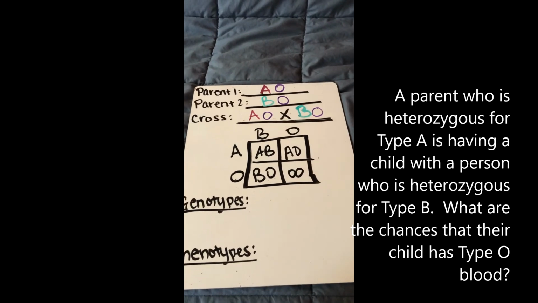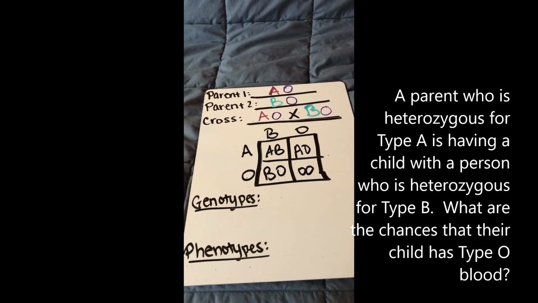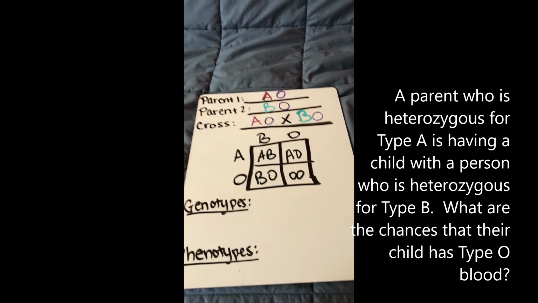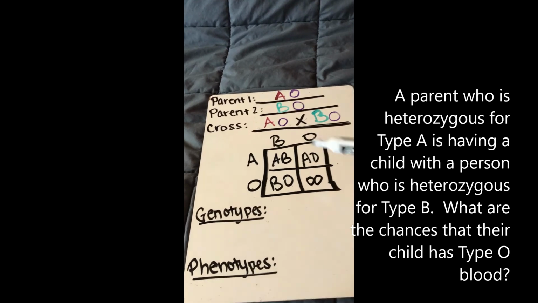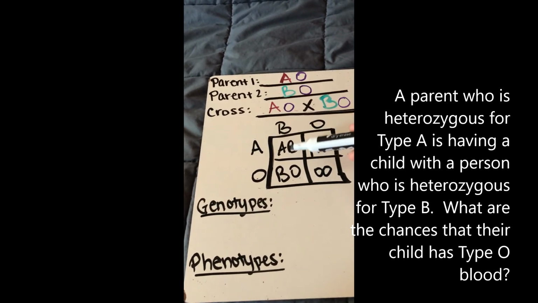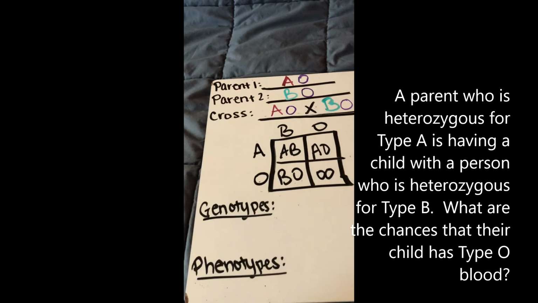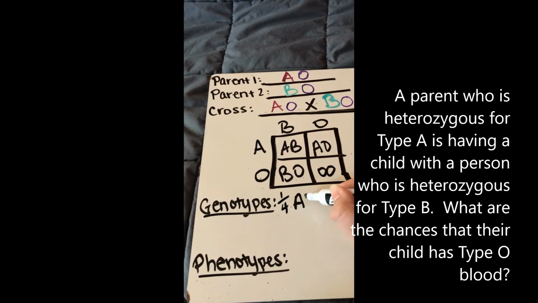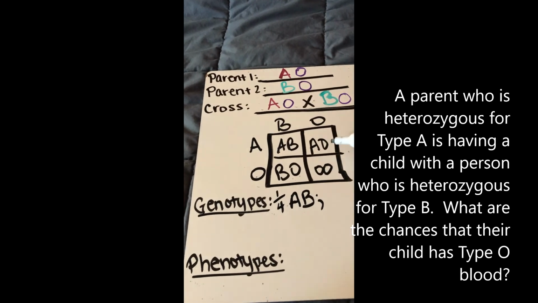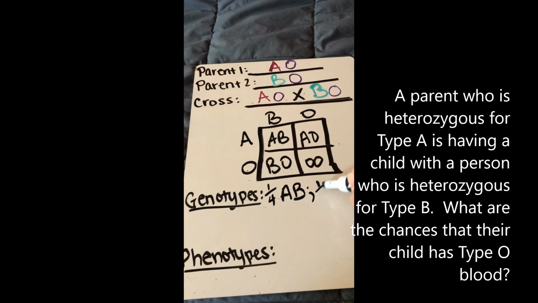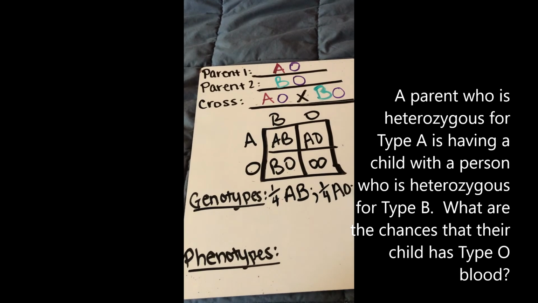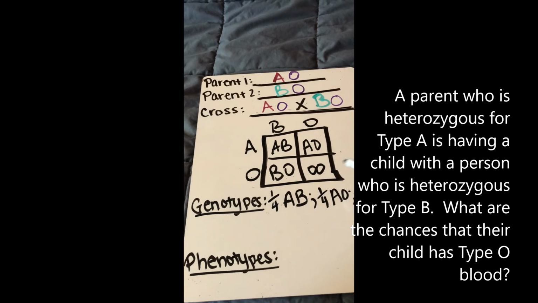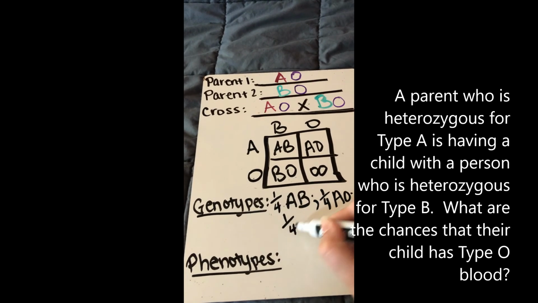Alright, so we've solved our Punnett square. Now we need to list our genotypes and phenotypes because we're looking for the chances that their child has type O blood. So for our genotypes, if we have crossed AO and BO, we notice that we have 1/4 or 25% AB. I'm just going to use fractions here. We also have 1/4 AO, 1/4 BO, and 1/4 OO.